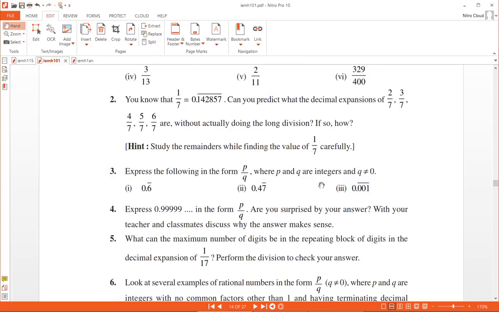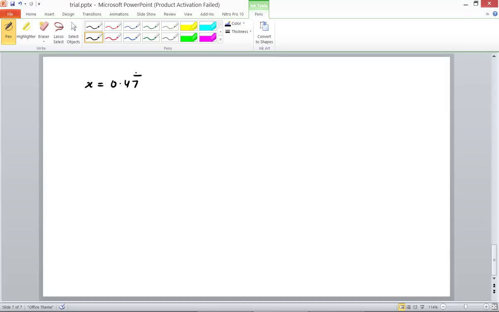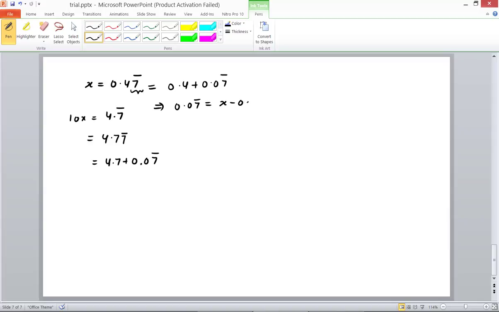Express the following in the p by q form. So you have 0.6. Let me do one of them for you. So 0.47. x is equal to 0.4 with 7 repeating. Now only one decimal is repeating, so I will multiply with 10. 10x is equal to 4.7 repeating. This could also be written as 4.77 repeating, 4.7 plus 0.07 repeating. So this could be written as 0.4 plus 0.07 repeating. So I could simply say 0.07 repeating is equal to x minus 0.4.